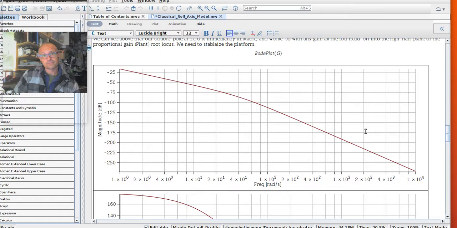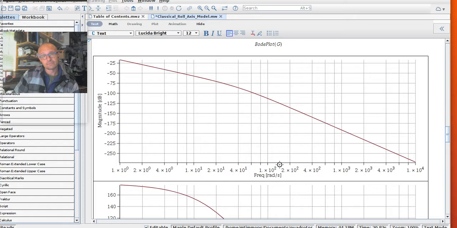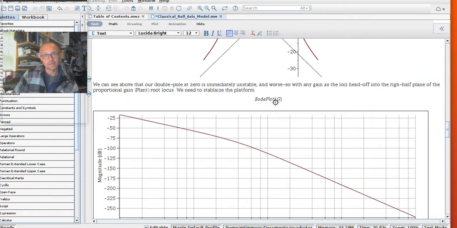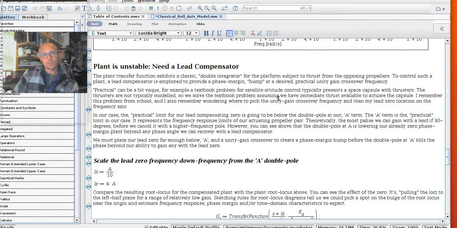And we could plot the Bode plot of that. We're starting at minus 180, and that's our phase, and down from there. So these are both telling us the same thing. We've got to do something here, right? So it's unstable. We need a lead compensator.